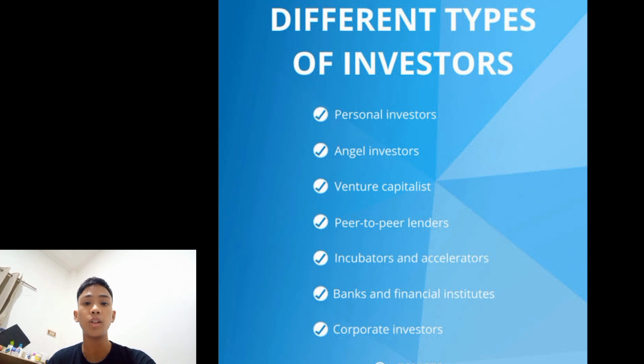Different types of investors. First is personal investors, second is angel investors, and then venture capitalists, peer-to-peer lenders, incubators and accelerators, banks and financial institutes, and corporate investors.